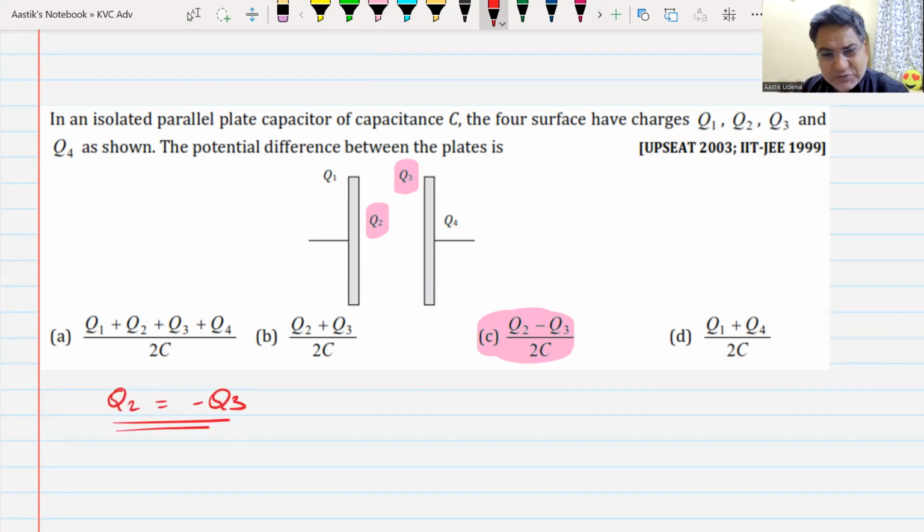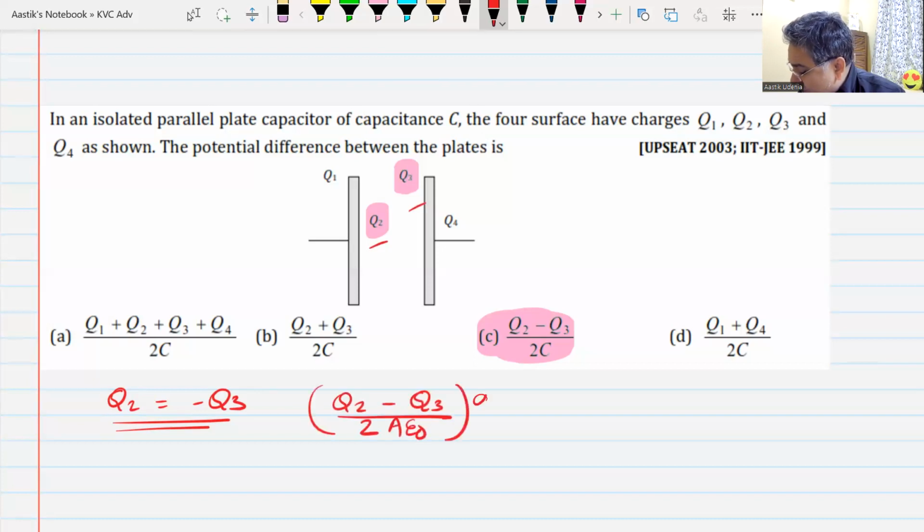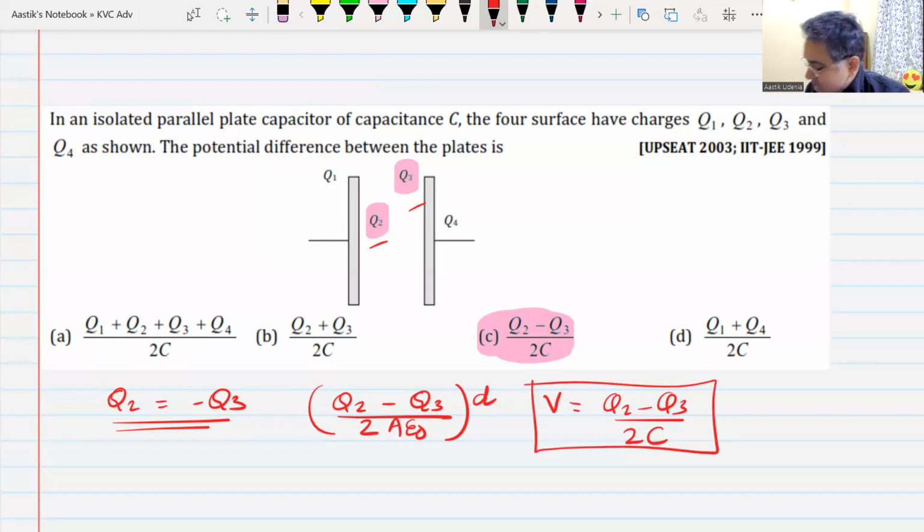Now you can understand this in various ways. There are various ways to do this question. You see that this charge is Q2 and this charge is Q3. And you can easily say that the electric field between them will be Q2 minus Q3 divided by 2A epsilon naught, and the potential difference would be D. So basically, your potential difference V will be equal to Q2 minus Q3 divided by 2C. Yes or no? Yes, sir.